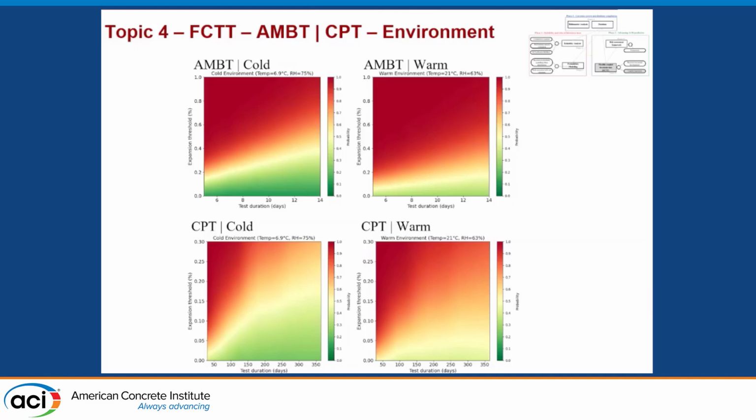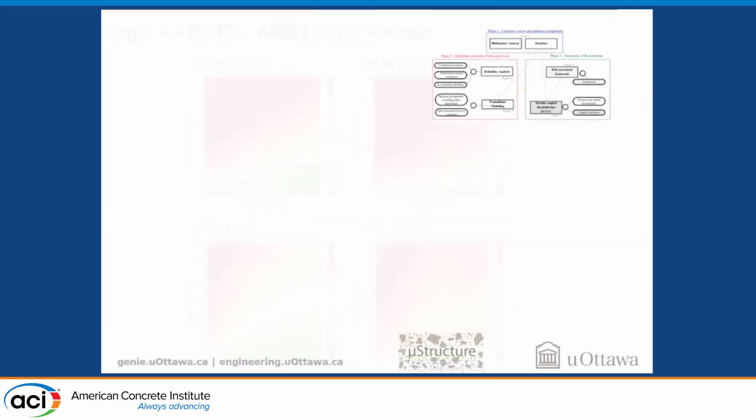We put together those plots, so you can see that, for instance, you can go with an expansion level of, let's say, 0.2, and with a test duration of 14 days, you are still okay in a cold environment. But if you use that same test and the same amount of time, you're going to see that your probability of developing ASR is much higher. So this gives a better usage of the outcomes instead of simply following ASTM or CSA without any further thought on it, and then seeing a huge discrepancy between lab and field.